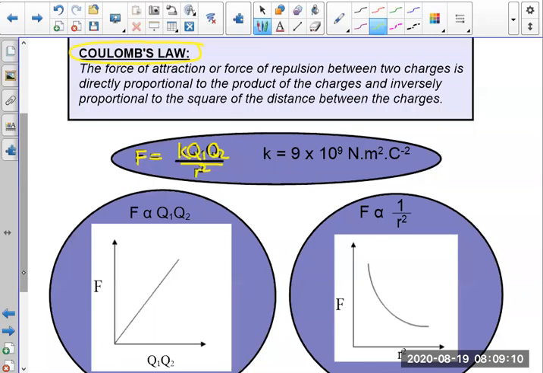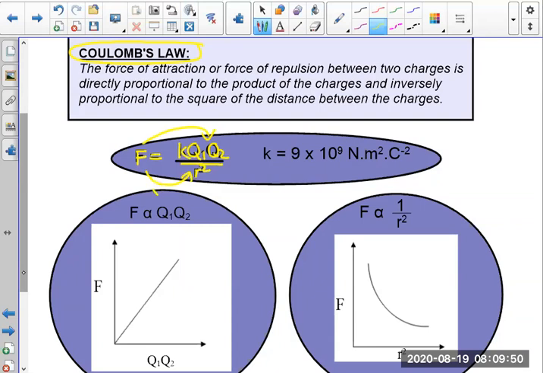Now, when we look at that, that actually tells us the definition of Coulomb's law. It says the force of attraction or repulsion between two charges is directly proportional to the product of the two charges and inversely proportional to the square of the distance between the two charges. So if you see the equation, then you should be able to define Coulomb's law. You will see this definition again. That is a very important definition to know for this year and next year.